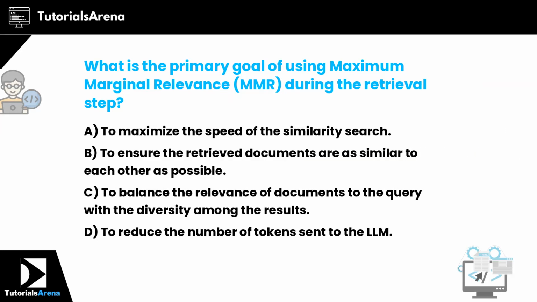What is the primary goal of using maximum marginal relevance, MMR, during the retrieval step? The correct answer is option C. To balance the relevance of documents to the query with the diversity among the results.